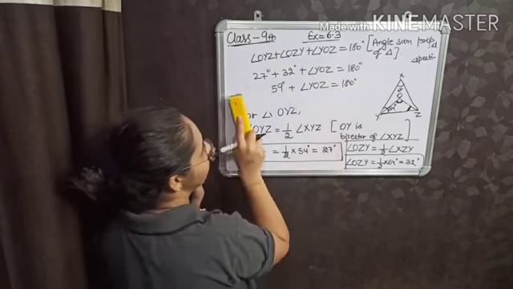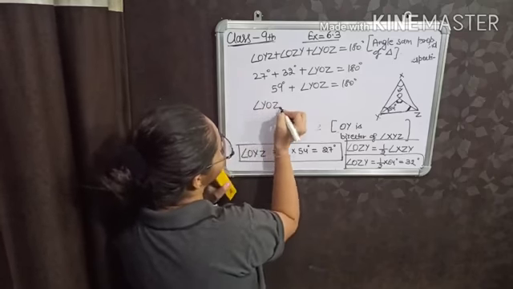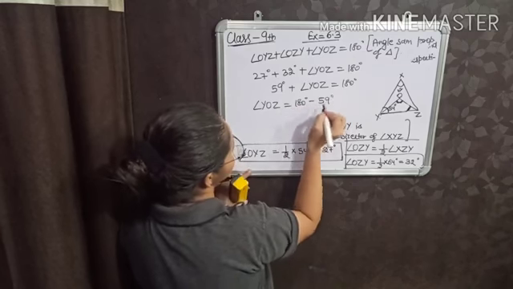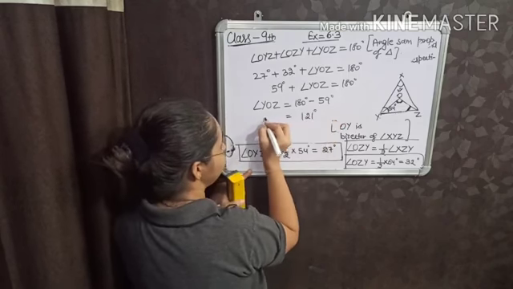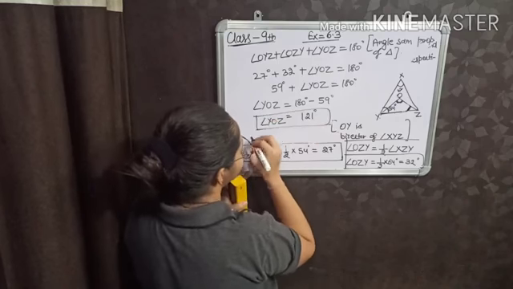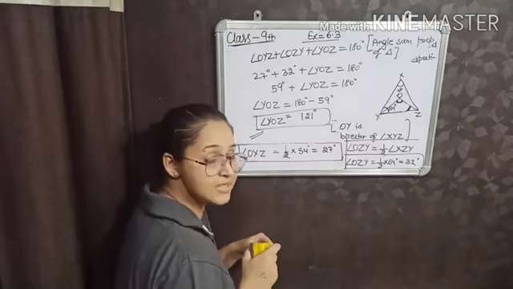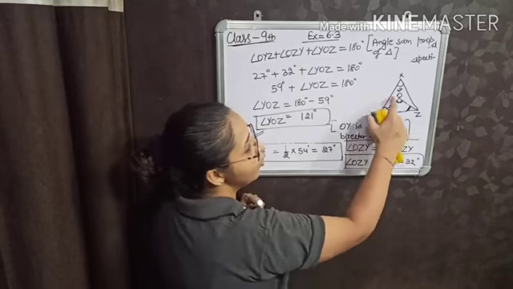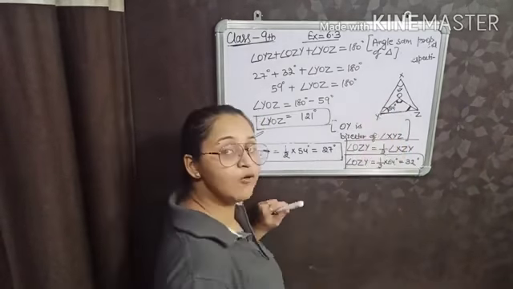And finally the value of angle YOZ will be 180 degrees minus 59 degrees, and it will give you 121 degrees. So the question was you have to find the value of angle YOZ, that is 121 degrees by the angle sum property of triangle, and the value of angle OZY, that is 32 degrees, by the concept of bisector.